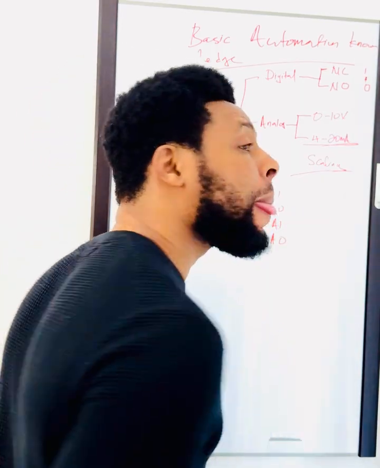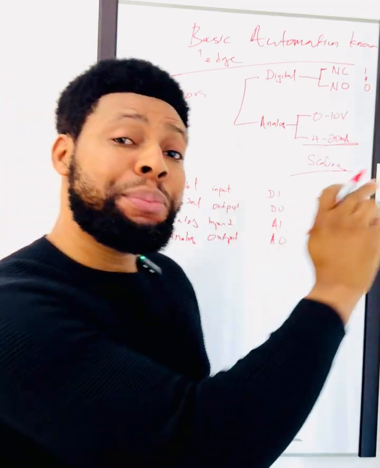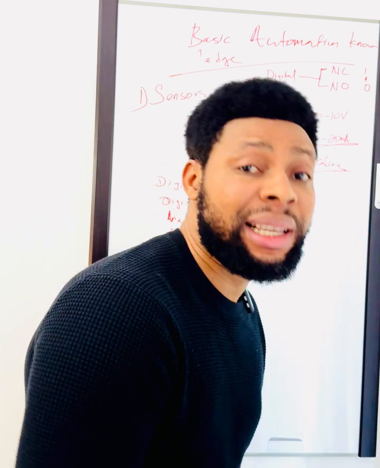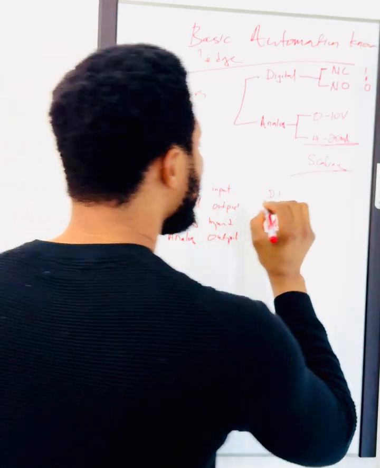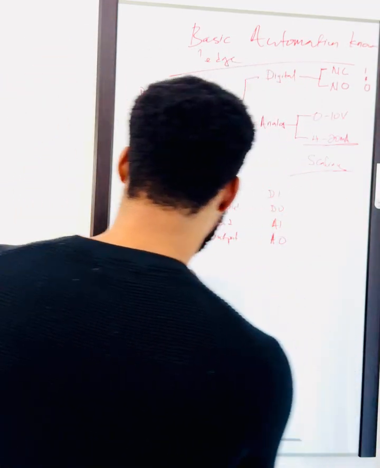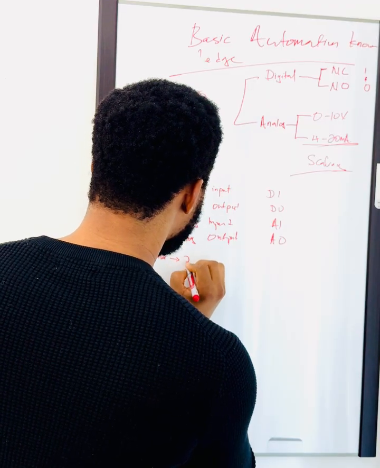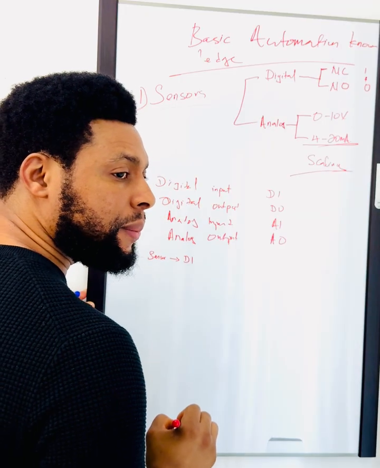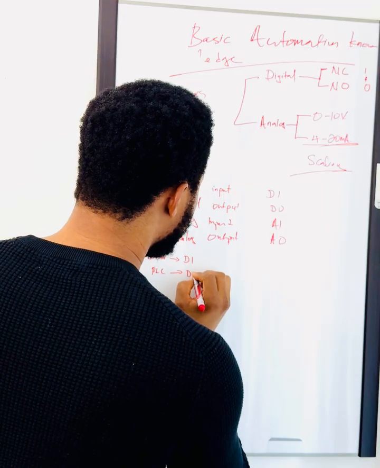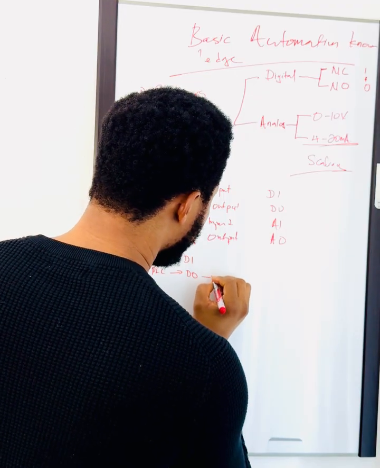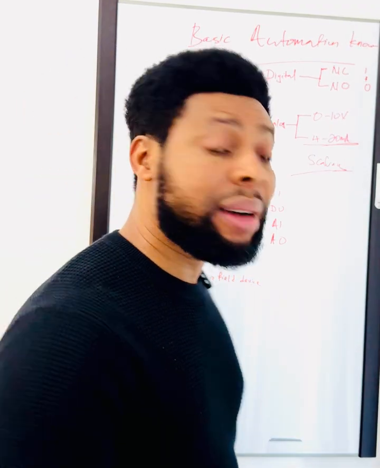Digital output is when the PLC is giving its own output to a field device. Don't get it twisted. Your sensor gives you digital input, right? Your PLC gives digital output to a field device. Now you want to ask, what is a field device?